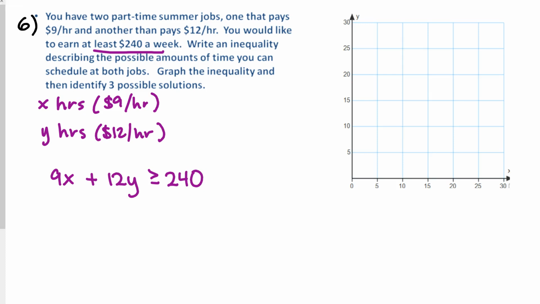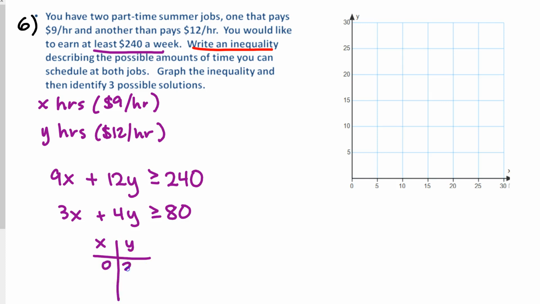Okay, so we've written the inequality, and then we're going to graph it. And we can divide this by 3. We can divide both sides of the inequality by 3. That will make the numbers a little easier to work with. And then if we want to find intercepts like we did on the last problem, if x is 0, then y would have to be 20. And if y is 0, then x would have to be 80 thirds.